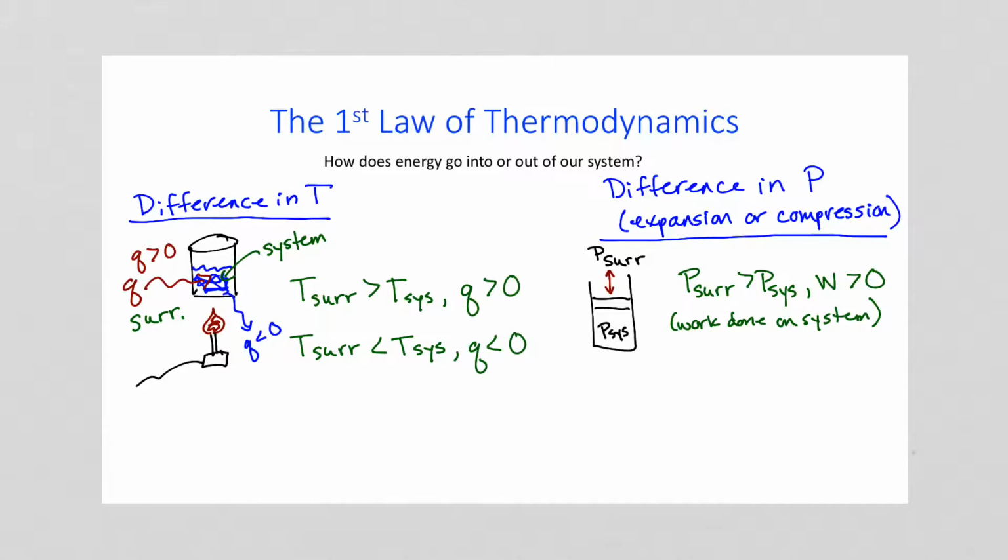The other option is maybe the pressure inside the system is greater than our surroundings. So in that case, P surroundings would be less than P of our system, and the sign on work for that situation would be less than 0. Again, always thinking from the perspective of the system. So there we would say work was done by the system.